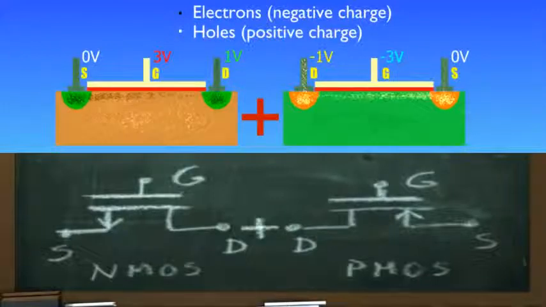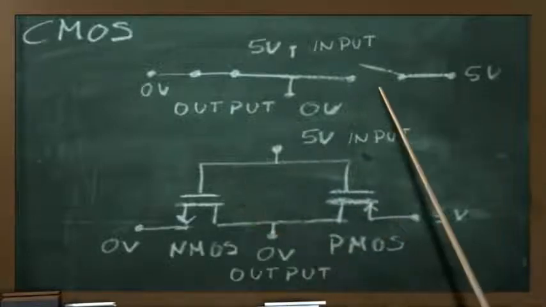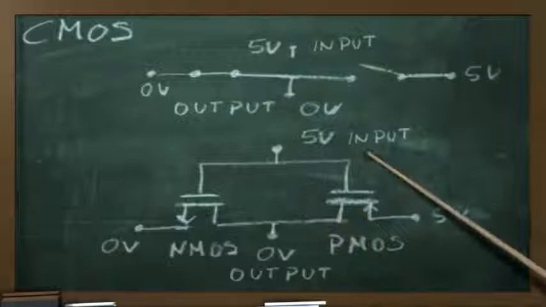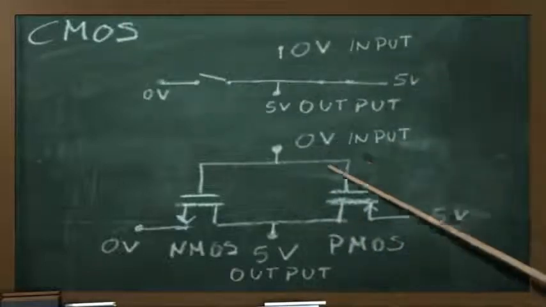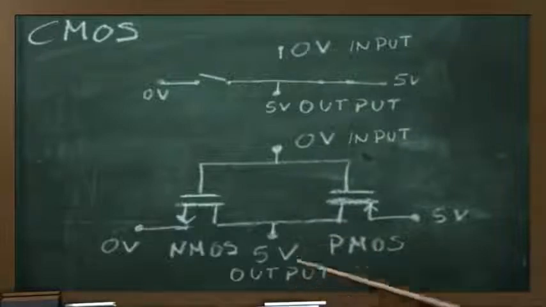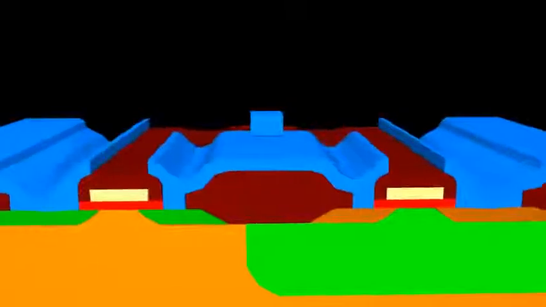CMOS technology uses both types of Mosfet. The basic cell in this technology behaves like a pair of switches acting in complementary fashion. The name CMOS, complementary MOSFET, originates from this. Today's processors are manufactured by combining billions of similar structures.